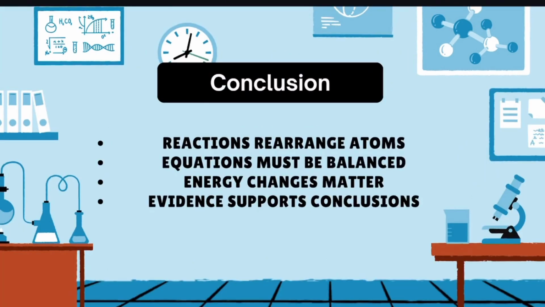In conclusion, chemical reactions involve the rearrangement of atoms and energy changes. Balanced equations and reaction types help us predict products and justify conclusions. Observational evidence allows chemists to evaluate whether a reaction has occurred.